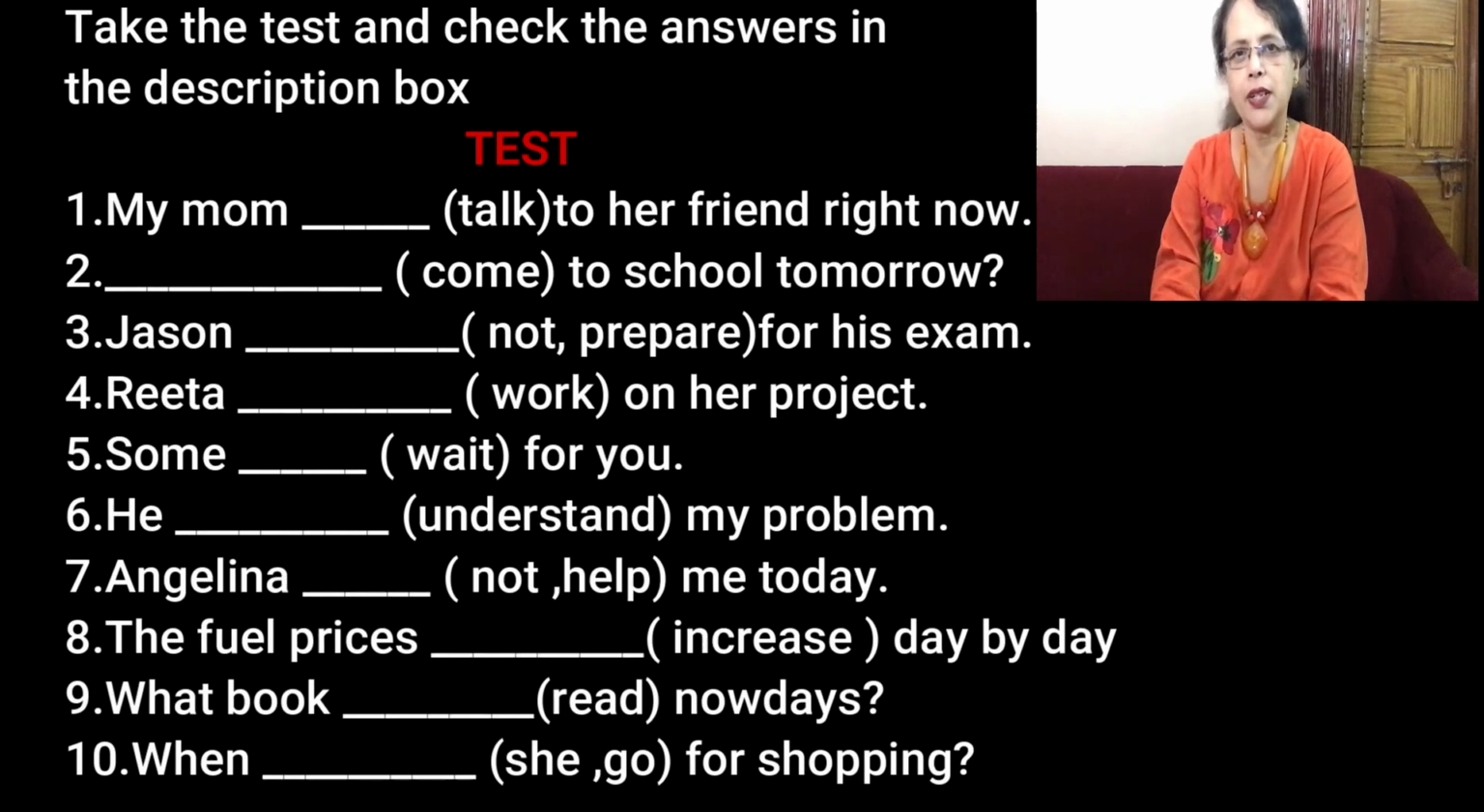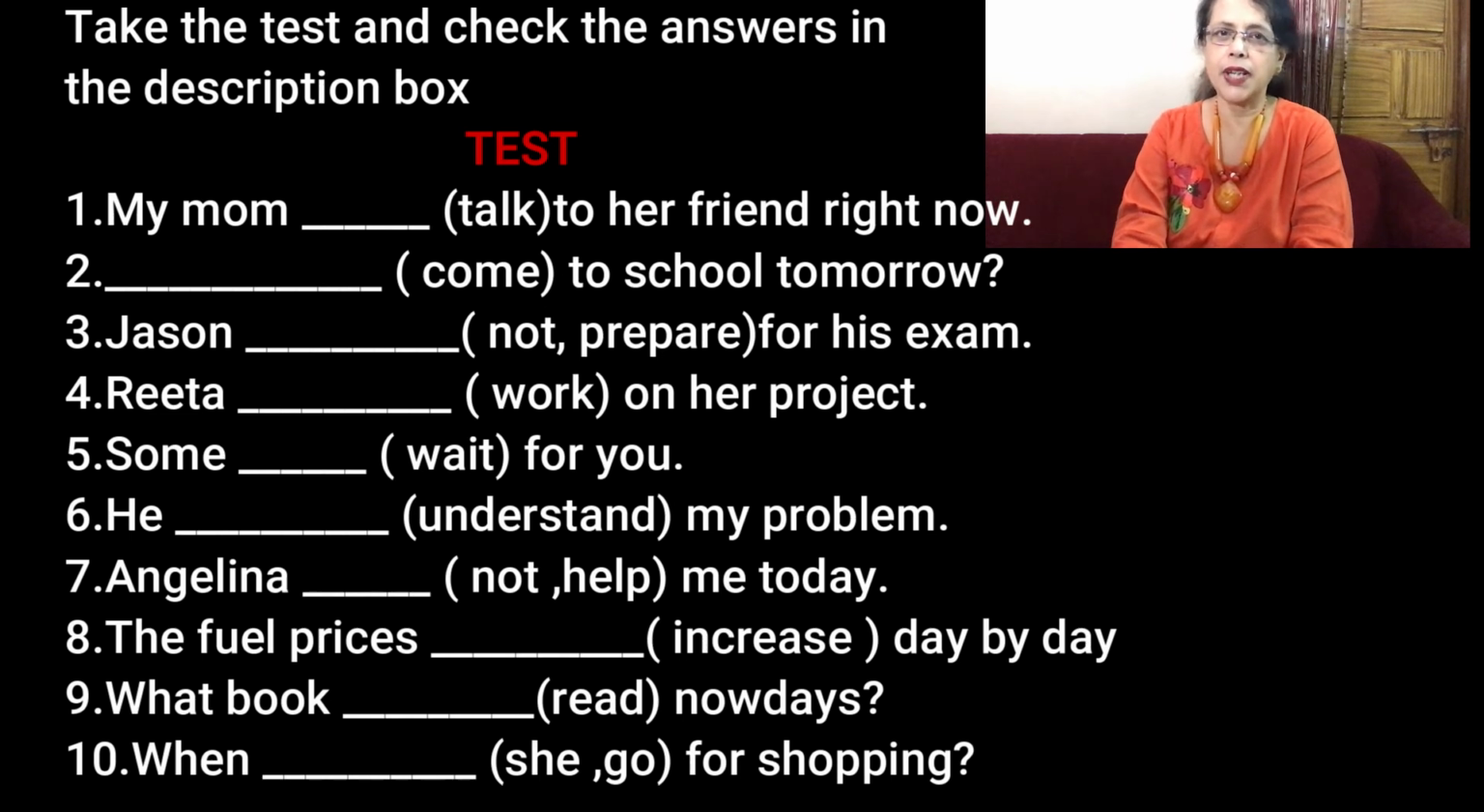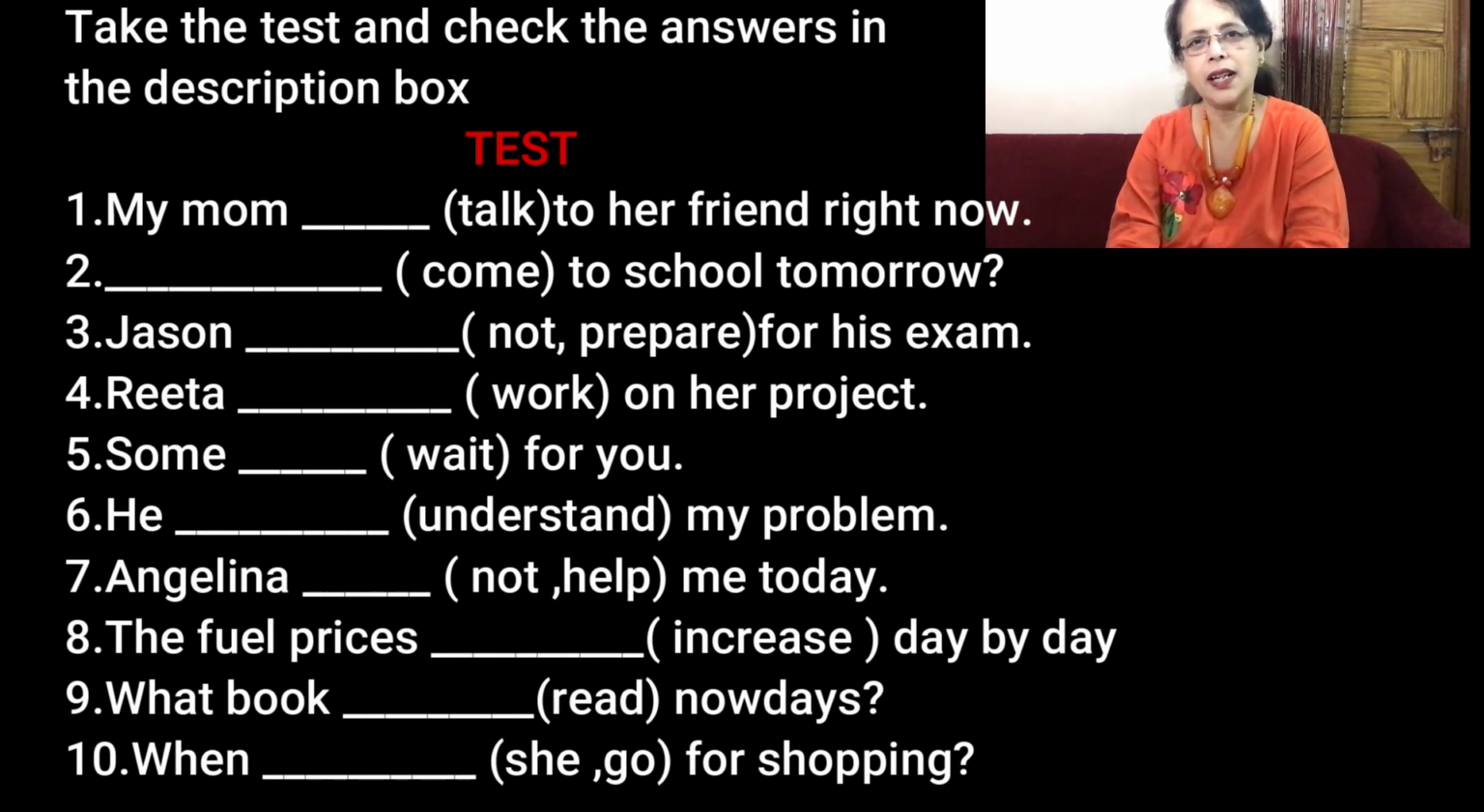My mom (talk) to her friend right now. One example I will do: My mom is talking to a friend right now. Second, (come) to school tomorrow. Third, Jason (not prepare) for his exam. Rita (work) on her project. Sam (wait) for you. He (understand) my problem. Angelina (not help) me today. The fuel prices (increase) day by day. What book (read) nowadays? When (she go) for shopping?